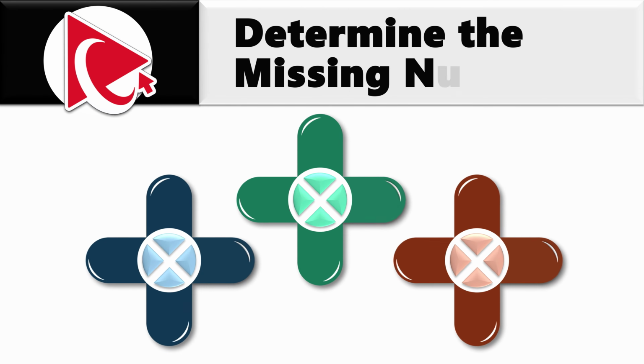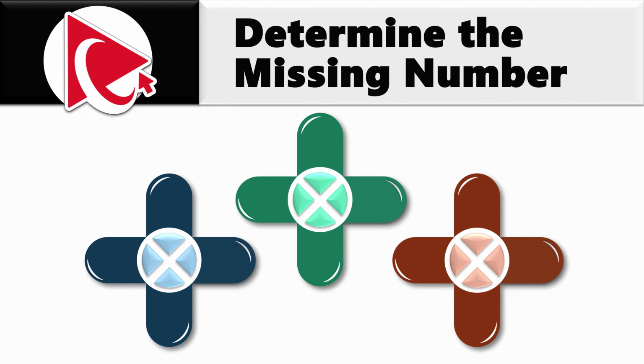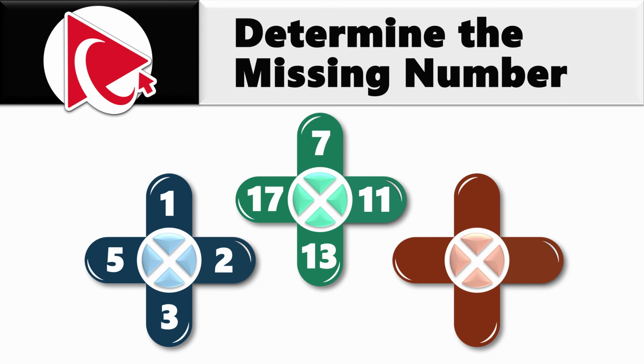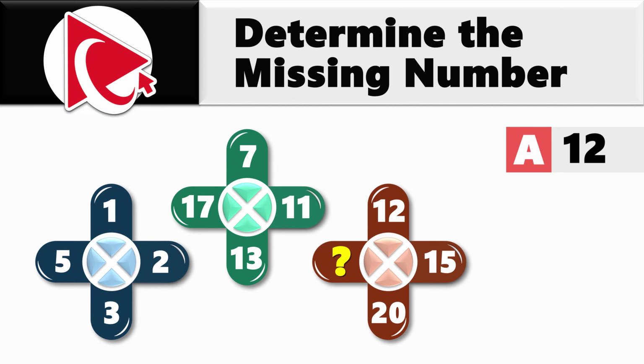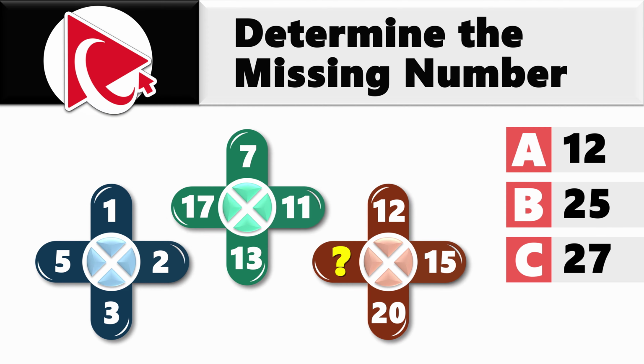In this question, you're presented with 3 unusual-looking shapes. Each shape has numbers. The first shape has numbers 1, 2, 3, and 5. The second shape has numbers 7, 11, 13, and 17. And the third shape has numbers 12, 15, 20, and then comes the missing number, which you need to calculate and select out of 4 possible choices. Choice A, 12. Choice B, 25. Choice C, 27. And last but not least, choice D, 29.